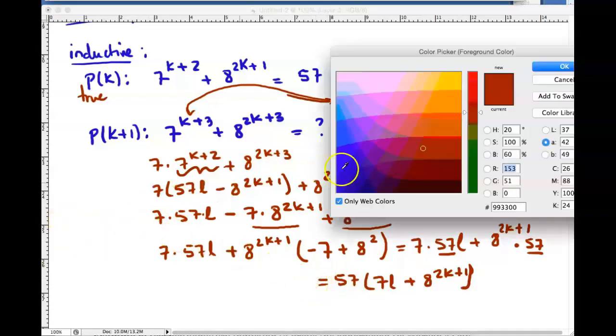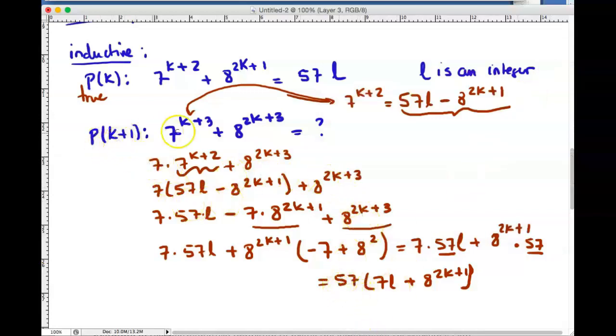All right, so now we have to say, is this enough? I was trying to show that this expression right here is divisible by 57. And I found out that I can write it as 57 times this mess. All we need to know about this mess is that it's an integer. So we can convince ourselves. L started as an integer, so 7L is going to be an integer. And 8 to an integer power is also an integer. So this is definitely an integer. So M is an integer. So this is equal to 57 times an integer, therefore it is divisible by 57. So that ends the proof.